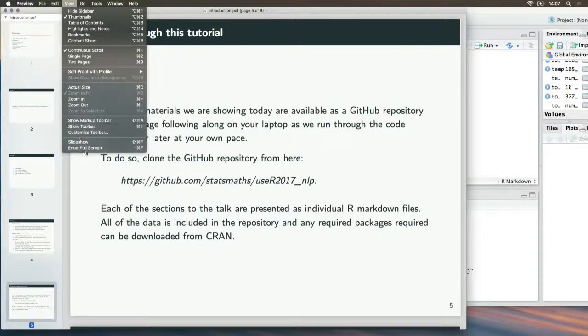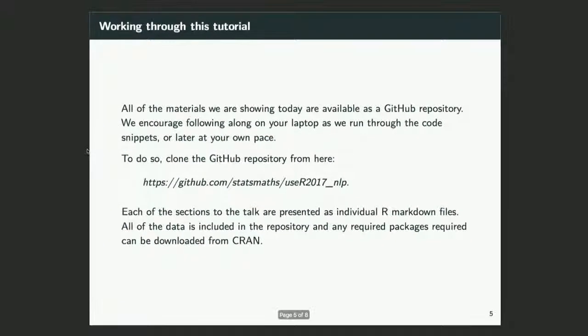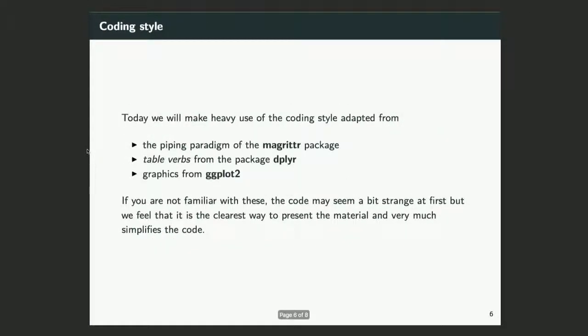So there we go. That's the repository. GitHub, statsmaths, and then useR 2017 underscore NLP. If the last bit is giving you trouble, you can go to my user page, and the last repository that I updated was the useR 2017.